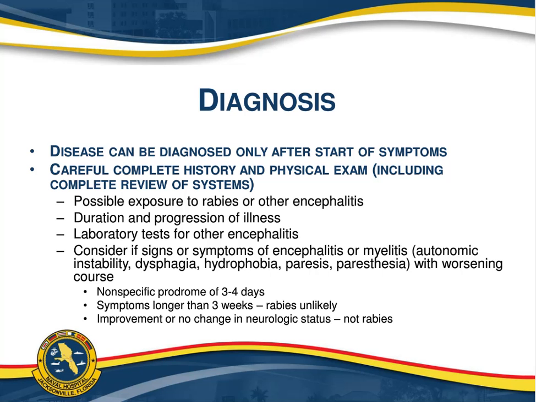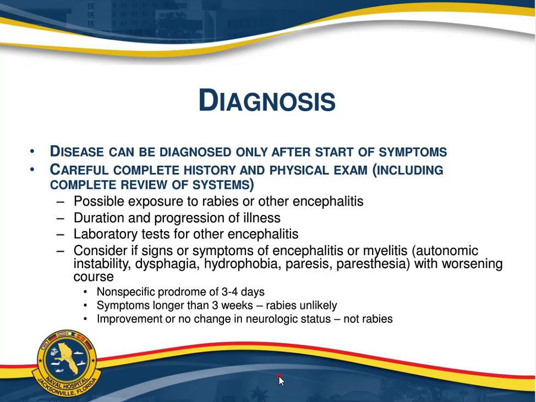So the differential diagnosis is huge. So anything that looks like encephalitis or myelitis. When we say myelitis, we're talking about autonomic instability, dysphagia, hydrophobia, paresis, paresthesia with worsening course. So anything that we ever see in our clinic, whether it's a sore throat or rabies, anything that's worsening over a few days, you really got to get your antennas up. And I personally, if anything is worsening, I see them back every 24 hours until they're getting better. Or sometimes I'll phone call.